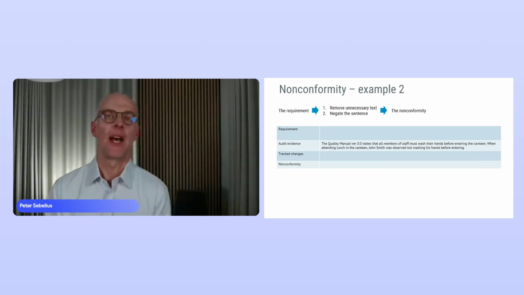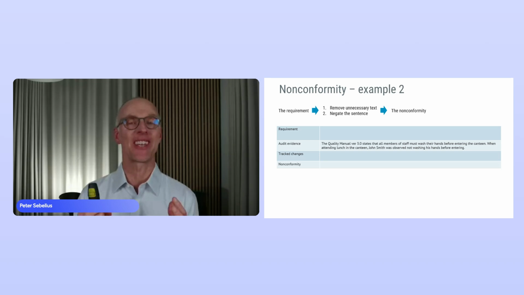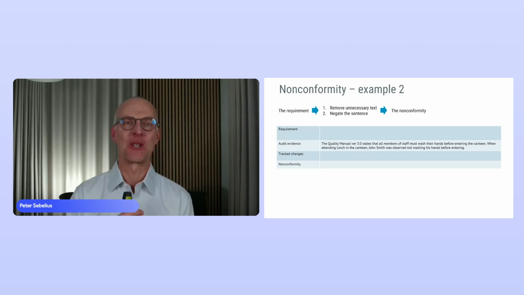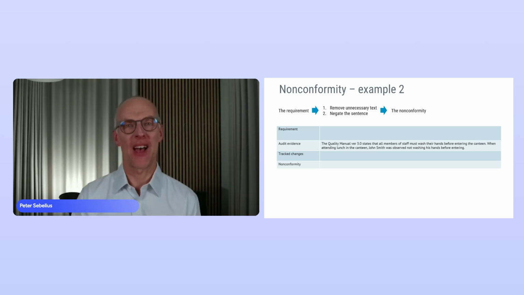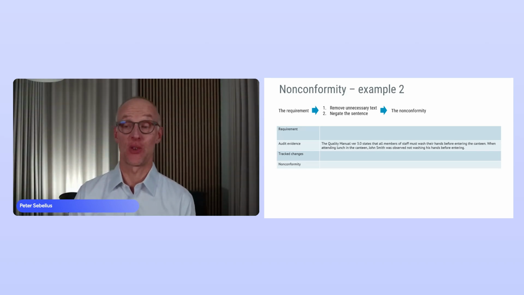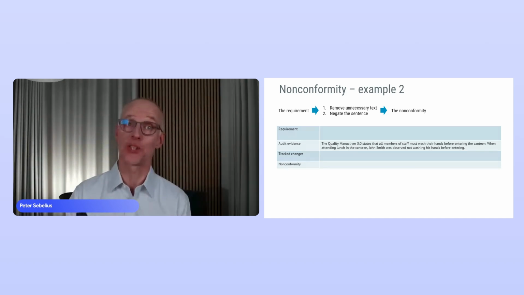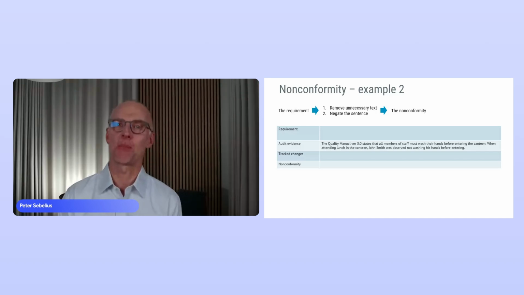Let's take one more. Here I will start with the audit evidence. The quality manual version 3.0 states that all members of staff must wash their hands before entering the canteen. Now, when attending lunch in the canteen, John Smith was observed not washing his hands before entry. Not good. Now, if you read ISO 13485, there aren't any requirements relating to washing hands before entering the canteen. So the first question is, is it really a nonconformity if there is no requirement in the standard? Well, the answer is yes. The quality management system states that certain things must be done, and John Smith didn't wash his hands, but there is no specific subclause for washing hands.